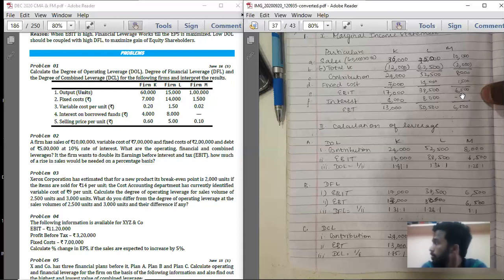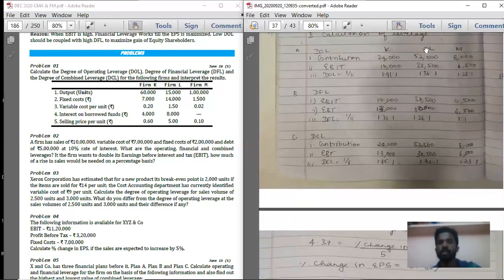DFL is equal to small Roman number 1 divided by small Roman number 2. Just calculate it. For K it is 1.31:1, for L it is 1.26:1, and for M it is 1:1, because there is no interest cost. So DFL is 1:1. Below that, leave one line gap.